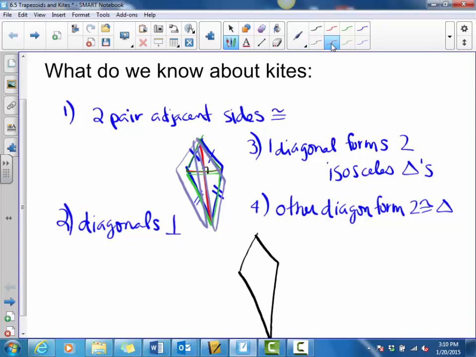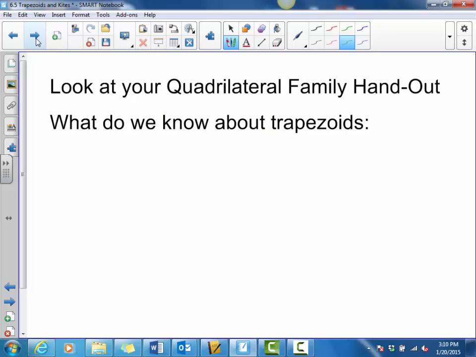Okay? So I know that my diagonals are perpendicular. This means that this is a right angle. I know that this is an isosceles triangle. And I know that this is an isosceles triangle. I know that this triangle right here is congruent to this triangle right here. And then I know that it has two pairs of adjacent sides. Okay? Alright, so what do we know about trapezoids?